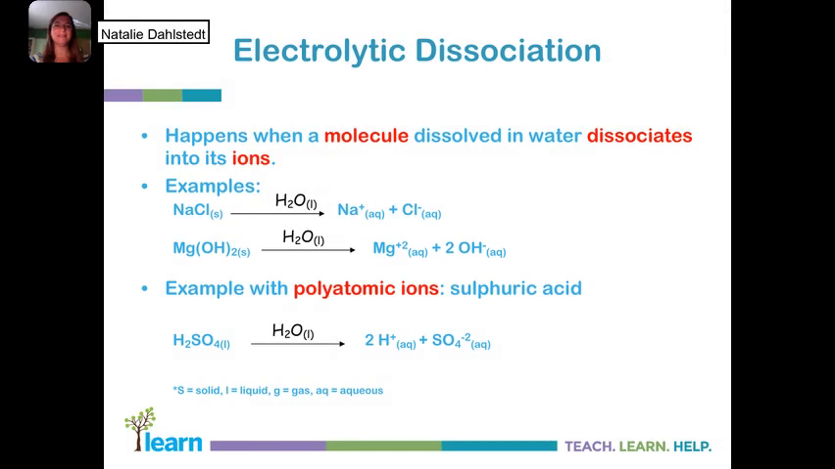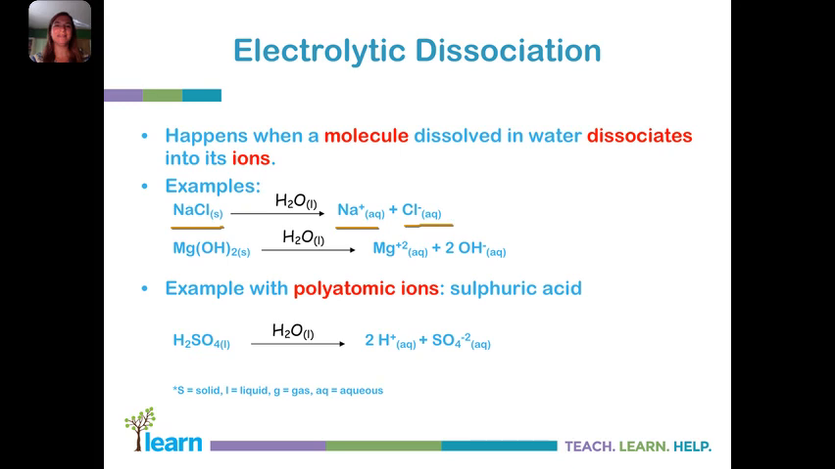In order to finalize our study of electrolytes, let's review electrolytic dissociation. Electrolytic dissociation happens when a molecule of an electrolyte is dissolved in water and it dissociates into its ions. For example, the salt sodium chloride in its solid form, when dissolved in water, will form some aqueous sodium ions along with some aqueous chloride ions.